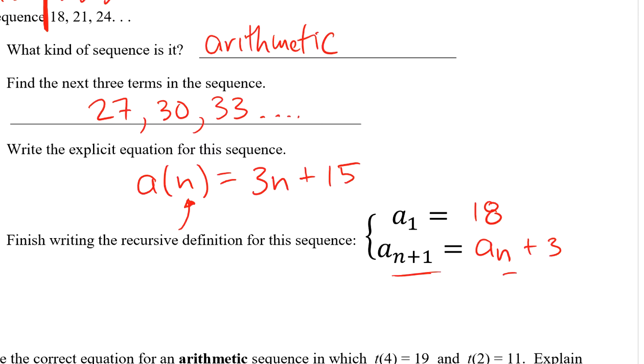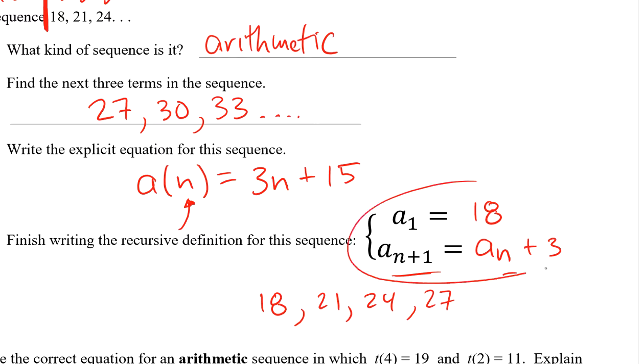So you can see how this works, right? It says you start with 18, and then to get the next term, you just add 3 to that, 21. Add 3 to that, 24. Add 3 to that, 27. So that's all that this says. You start at 18 and then just increase as you move forward by adding 3 each time.